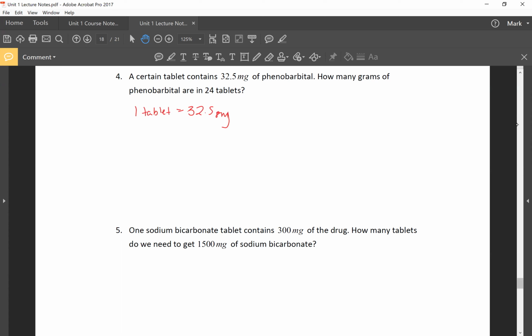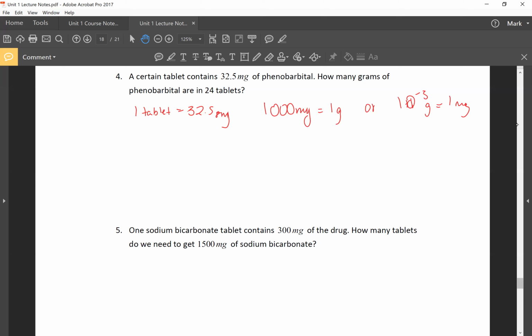So I know that in one, how am I going to write this? There's a few ways to write this. Well, I know that there's 1,000 milligrams in 1 gram. You could also say that there's 10 to the -3 grams in 1 milligram. Whatever is comfortable with you. You can use the unit conversion line to move the decimal. I want you guys to be comfortable with these unit conversions.